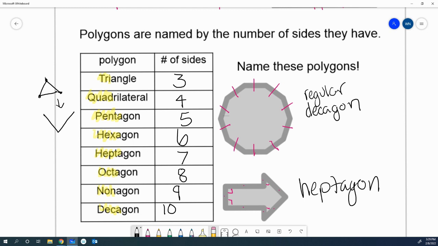It is not a regular heptagon. You could have written irregular, because that IR means not, so not regular. That would work. But you have to know it's a heptagon.